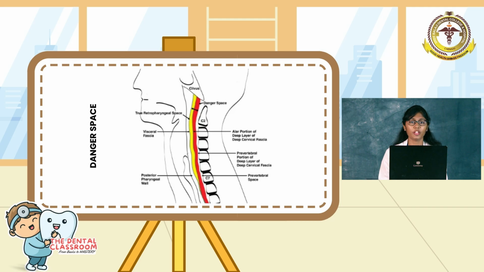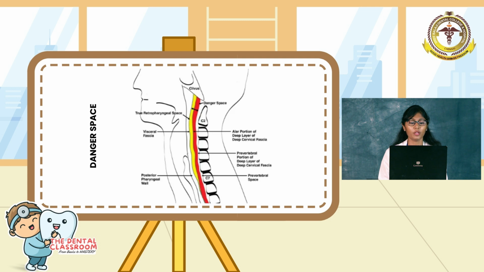Danger space is a potential space in the neck that lies between the alar fascia and the prevertebral fascia and is clinically important because it allows infections to spread directly from the neck into the posterior mediastinum. Superiorly, it extends up to the base of the skull. Inferiorly, it goes all the way down to the diaphragm, which is why it is so dangerous. Infections can travel from the pharynx to the thoracic cavity without any barriers. Laterally, it is bounded by the alar fascia on one side and the prevertebral fascia on the other.